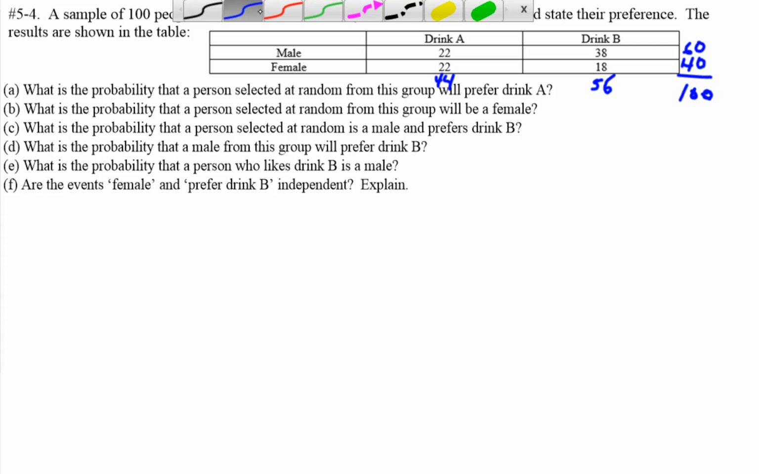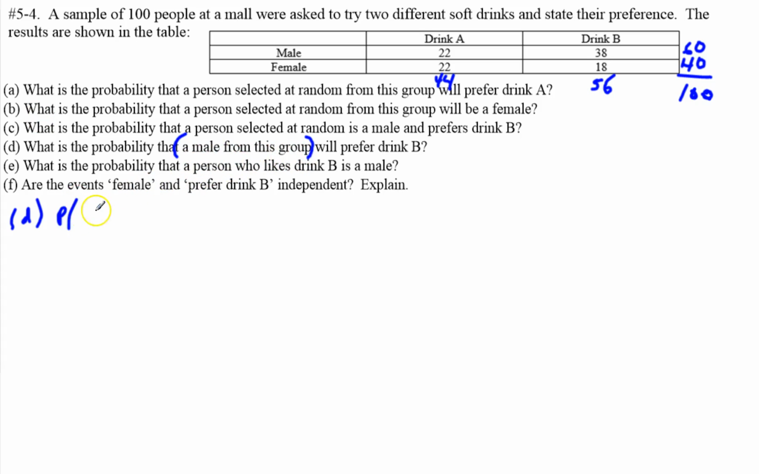Part D says, what's the probability that a male from this group will prefer drink B? Okay, so this part, that a male from this group, is specifying some condition, right? In my mind, it's really specifying the condition. You could almost think of it as a parenthetical comment. If I temporarily crossed it off, the sentence is really asking, what's the probability that somebody will prefer drink B? So D here is a conditional probability, right? But the male from the group part is really the condition. So this could be written, the probability that somebody likes drink B given the condition that they are male.